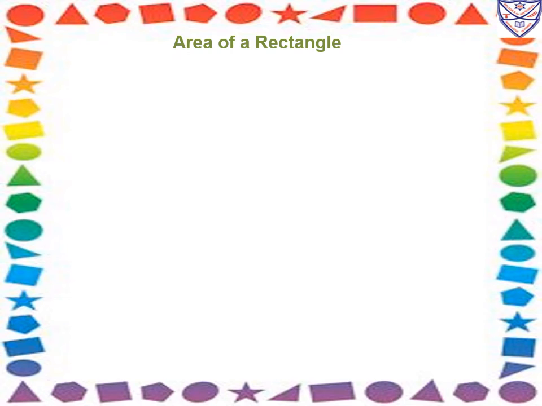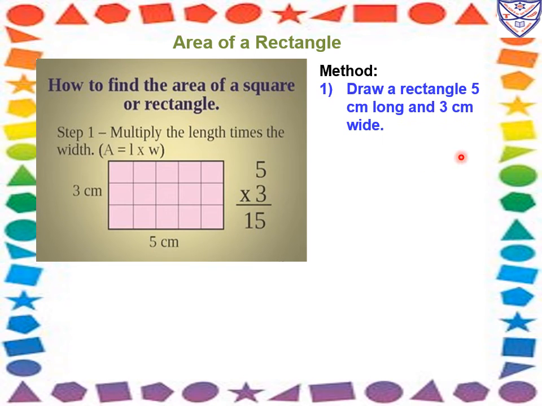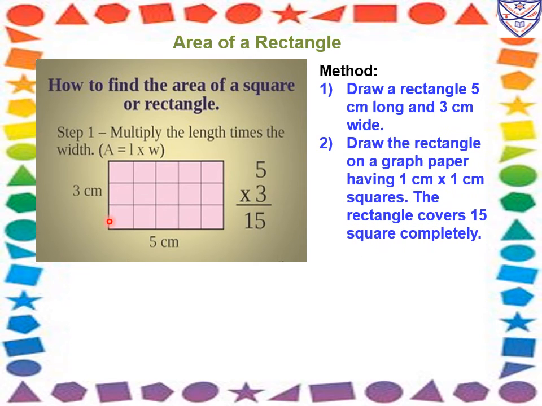So first, area of a rectangle. How to find the area of a square or rectangle? Draw a rectangle 5 centimeter long, means length of 5 centimeter, and 3 centimeter wide. Draw the rectangle on a graph paper having 1 centimeter by 1 centimeter squares. So one square should be 1 centimeter by 1 centimeter. The rectangle covers 15 squares completely.